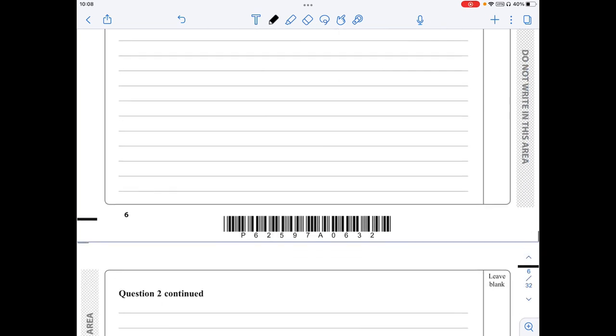So now he's asking us to find the area of the triangle. Area of the triangle is half base times height.